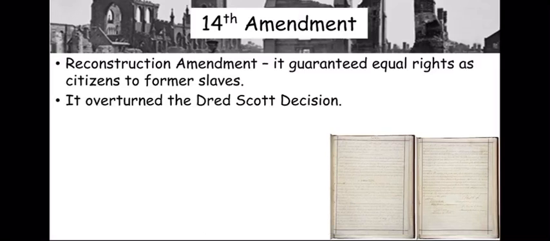And so, in other words, they weren't citizens. So even if you were set free, you weren't a citizen. So you couldn't really participate. All right, well, the 14th Amendment, boom, overturns that. It says, no, we're changing the Constitution.